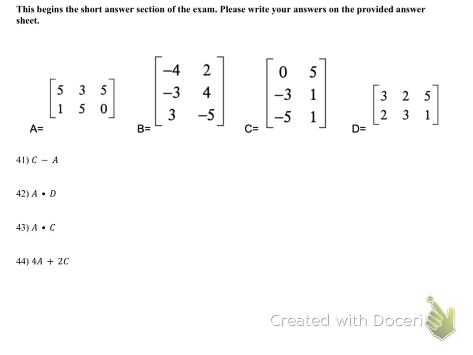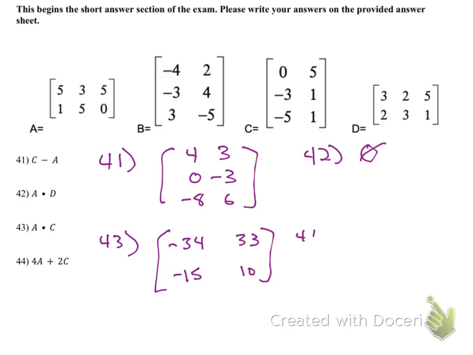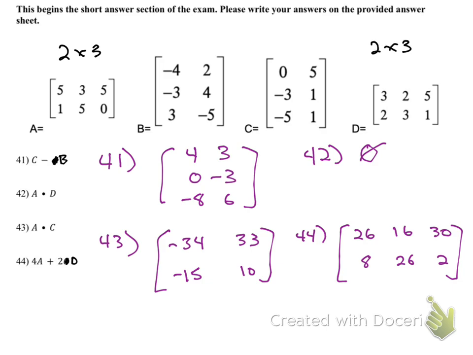All right, 41, I changed these all up. Okay, remember 41 was C minus B. All right, C minus B. 42, A times D, you cannot do, okay, because we have 2 by 3, and D is a 2 by 3. Since those dimensions don't match, they won't work. You can't, the rows and the columns don't match up.